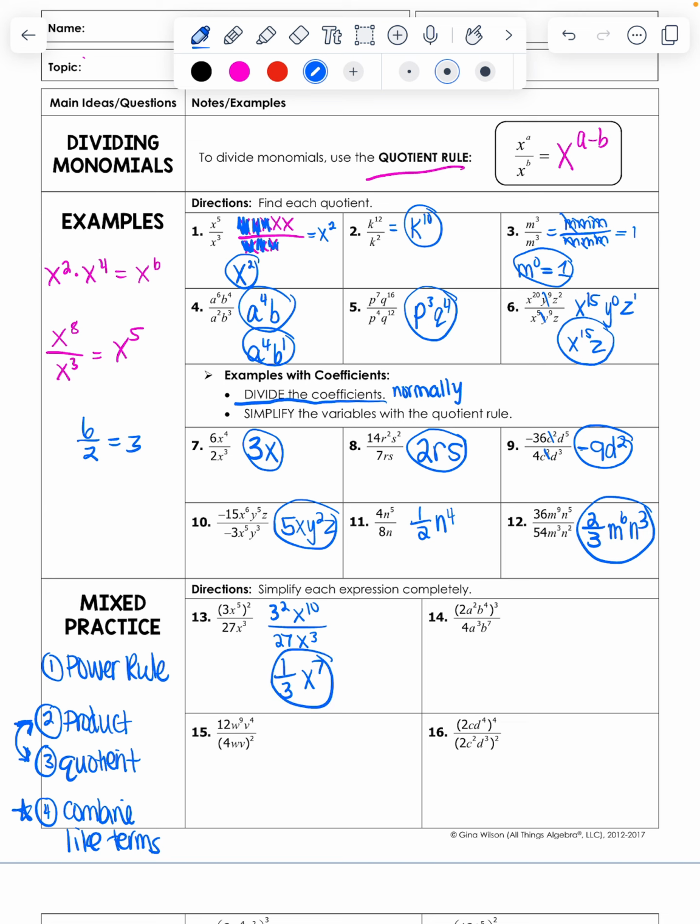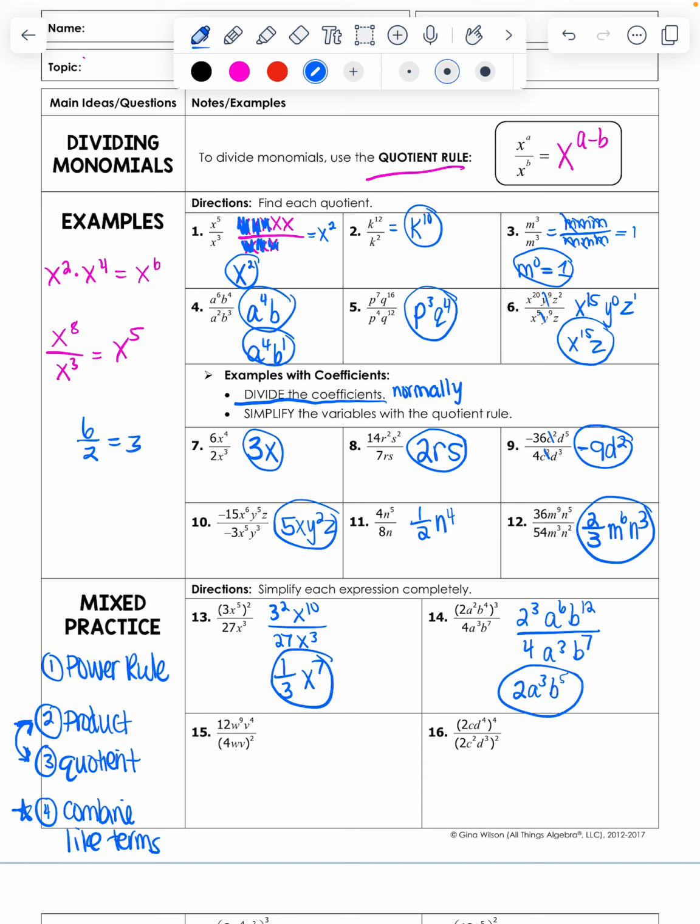Okay, next one would be 2 to the 3rd power, a to the 6th, b to the 12th using the power rule, and then 4a to the 3rd, b to the 7th. 2 to the 3rd power is 8. 8 divided by 4 is 2. A to the 6th divided by a to the 3rd would be a to the 3rd because 6 minus 3 is 3. B to the 12th divided by b to the 7th would be b to the 5th power. So that would be our final answer.